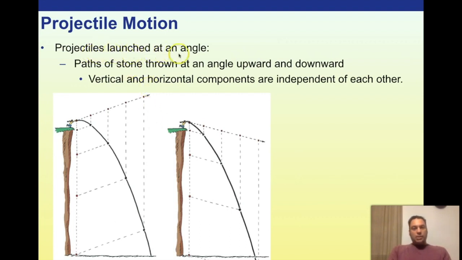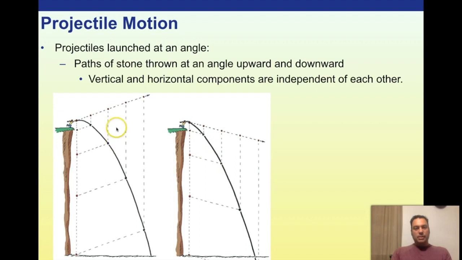Projectiles launched at an angle. The laws of physics aren't going to change just because we throw it up or throw it down. So here we see some stones. There's a student who's throwing stones off this cliff. Perhaps there's an ocean down here or something. In this case, they're throwing it at an upward angle, and here they're throwing it at a downward angle. It's not going to change anything, right? The fact that you've thrown it up at an angle, it's still going to lose after time 1, time 2, time 3, time 4, the exact same amount. Here's time 1, same amount.